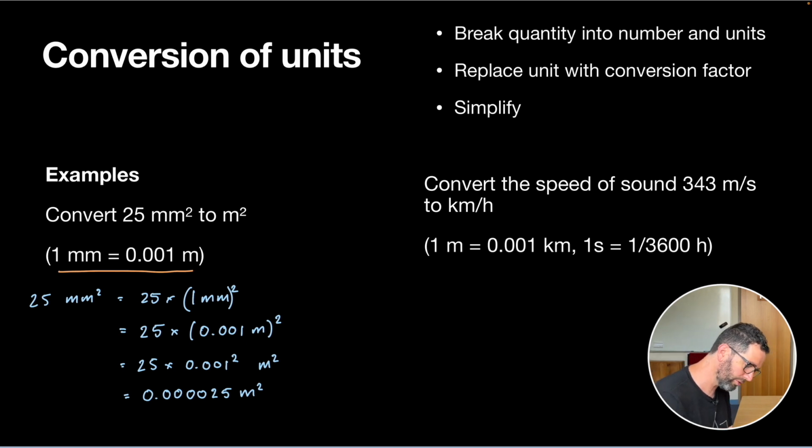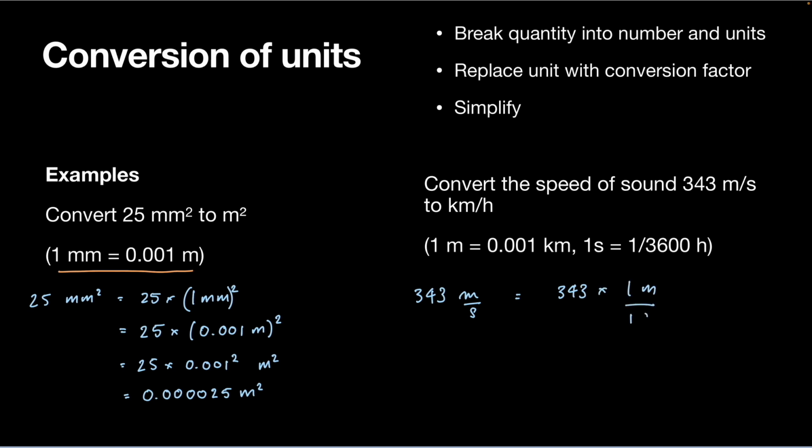So this time we've got two different units. We've got meters and we've got seconds. So our speed of sound is going to be 343 meters per second. I'll write it like meters divided by seconds like that, which is equal to 343 times 1 meter divided by 1 second.